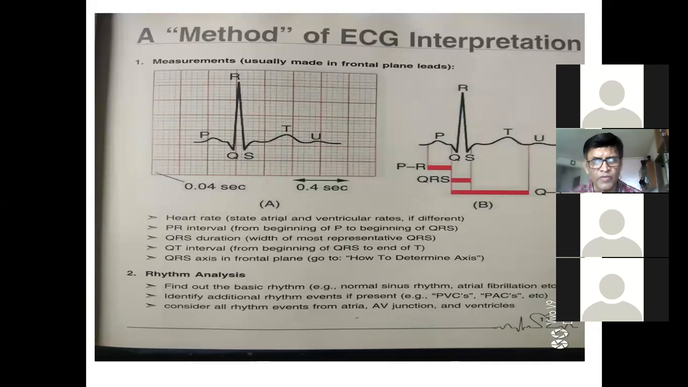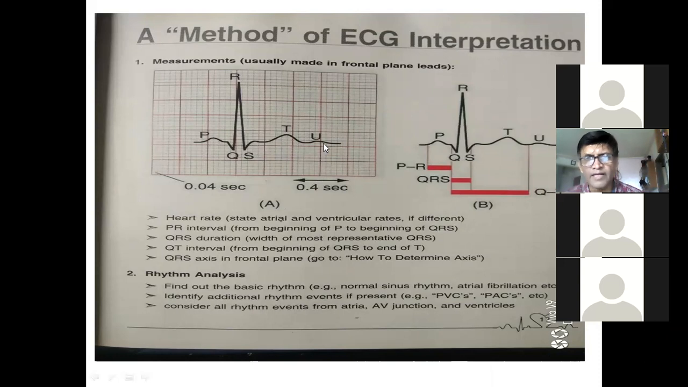What is the value of 3 squares? 0.12. Please write it down. One small square value is 0.04 seconds. I'll repeat again. 0.04 seconds. So 0.04 seconds into 3 squares is 0.12 seconds. Okay, is it clear? Yes, sir.